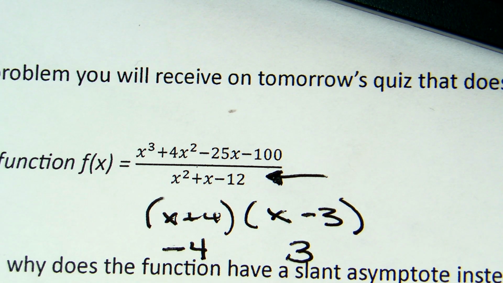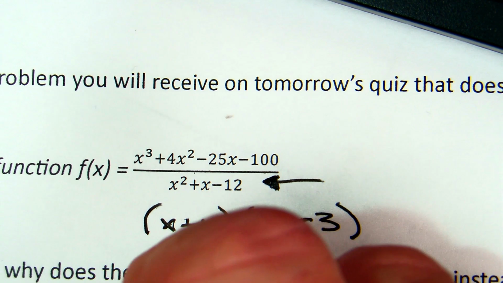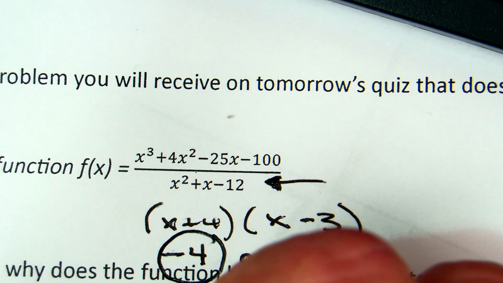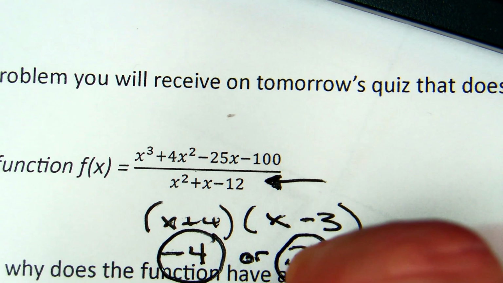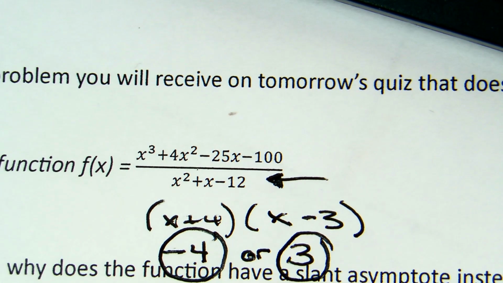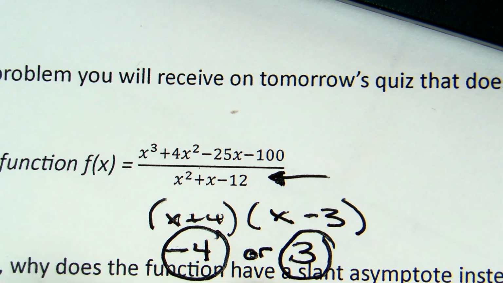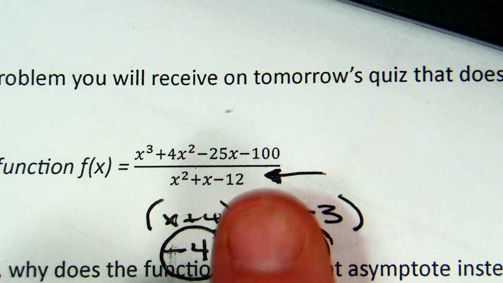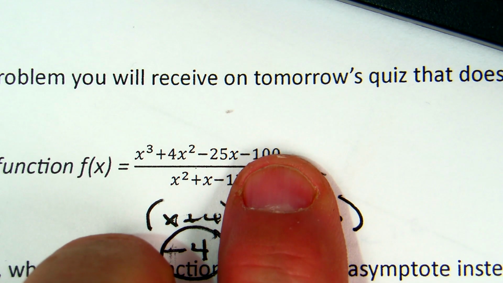For it to cancel, it has to appear in both the what? Numerator and denominator. For that to occur, it's either got to be what? Negative 4 or 3. Does that make sense? So for it to cancel, it's got to be one of those. Plug those in to your original expression.